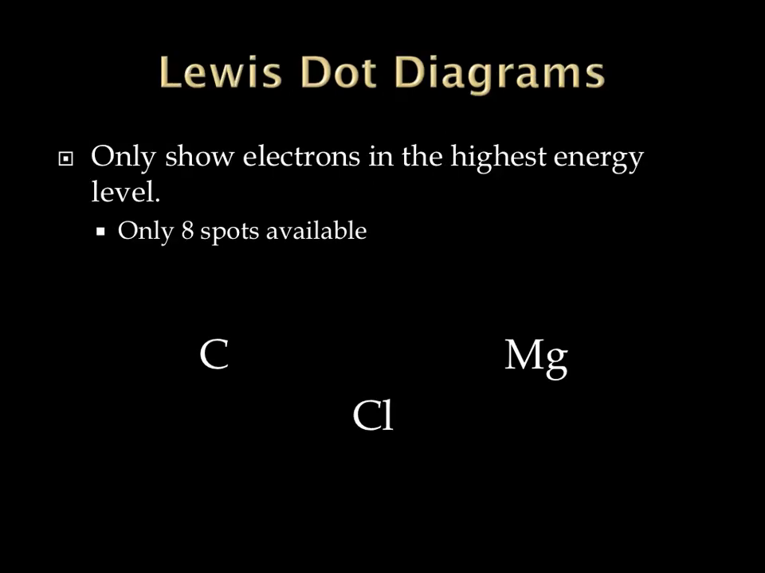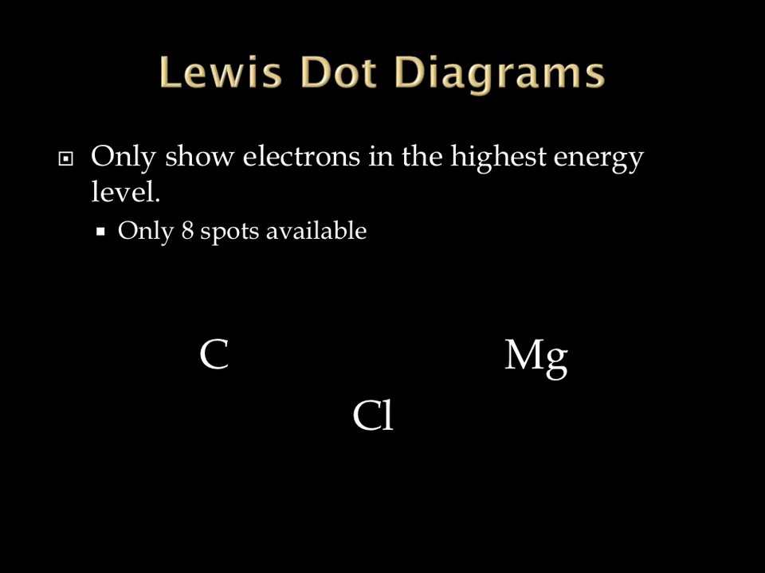All right, so Lewis dot diagrams are going to be vital for us as we get into structures of compounds, all right? Now when you do these, there's only 8 spots available. Think of an invisible box around the letter, and there's 2 spots on each side. That's the maximum available. But we only want to show the electrons that are in the highest energy level.